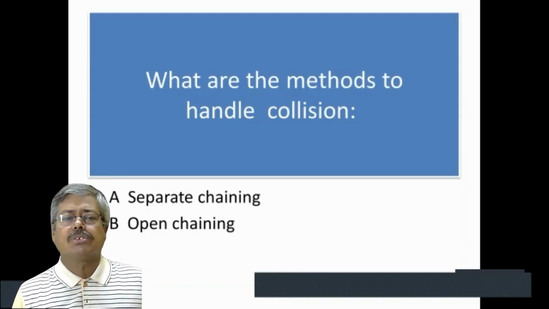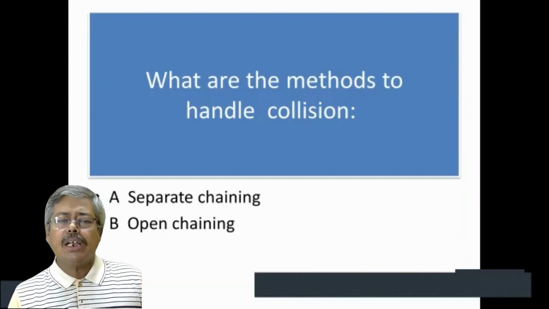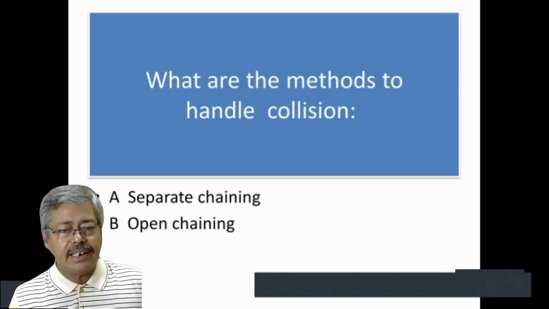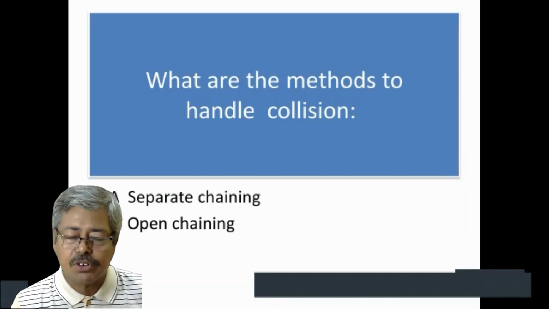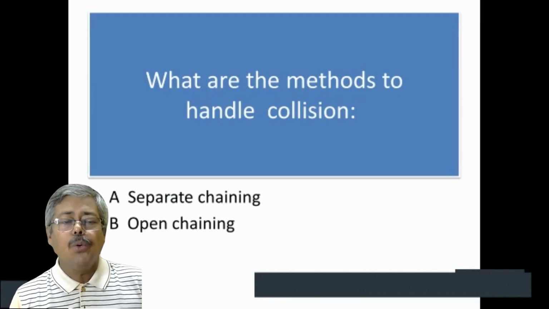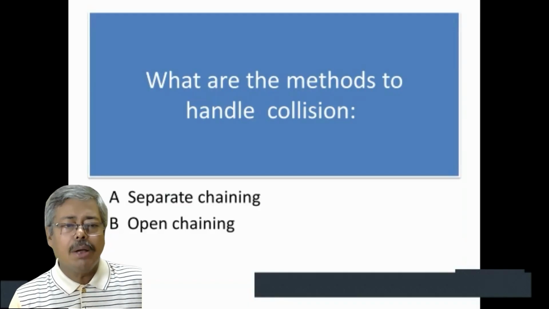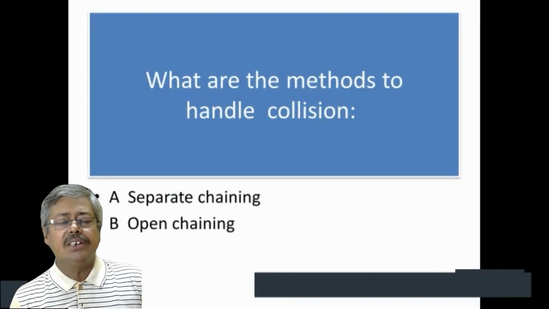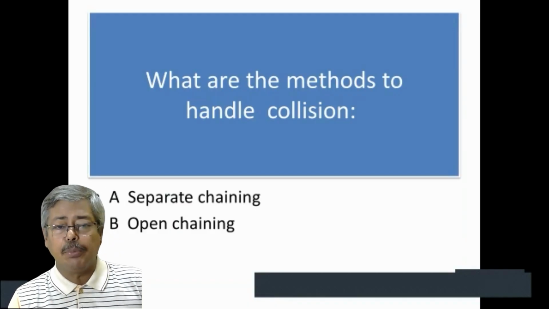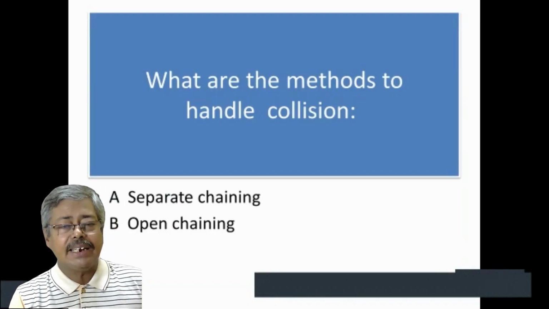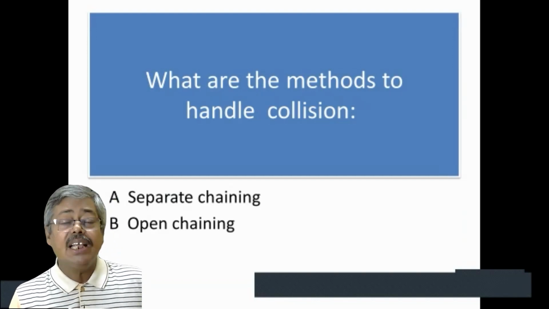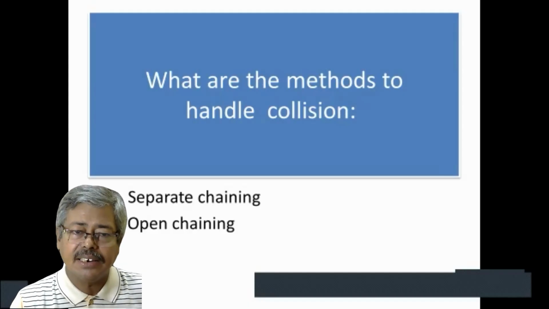What are the methods to handle collision? Actually, collision generates clustering. Primary clustering and secondary clustering are generated by the collision process. To break this clustering, we need 2 types of methods: first is the separate chaining process and the open addressing process. When we use linear probing to avoid primary clustering, and use the chaining process to avoid secondary clustering.